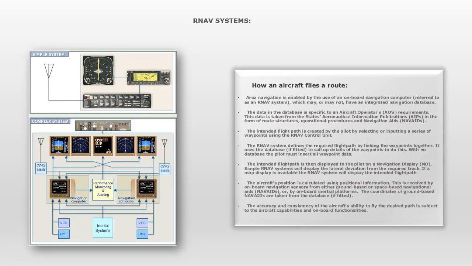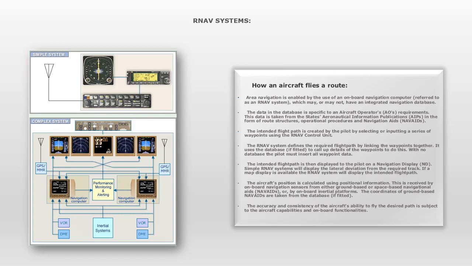RNAV systems, how an aircraft flies a route. Area navigation is enabled by the use of an onboard navigation computer, referred to as an RNAV system, which may, or may not, have an integrated navigation database. The data in the database is specific to an aircraft operator's requirements.